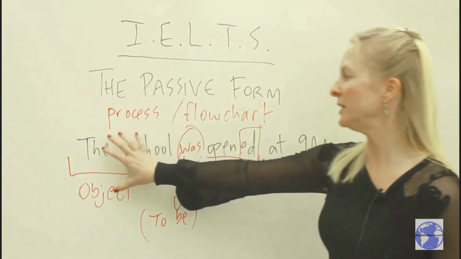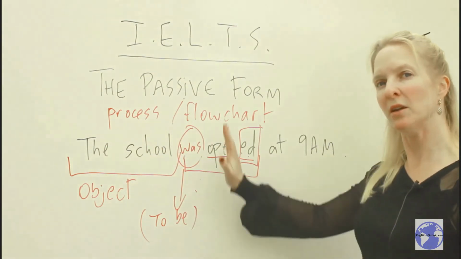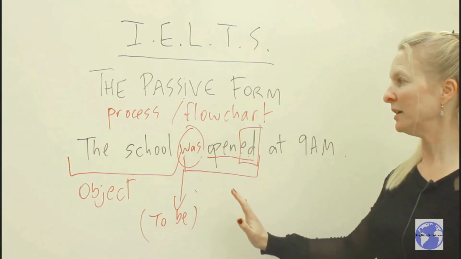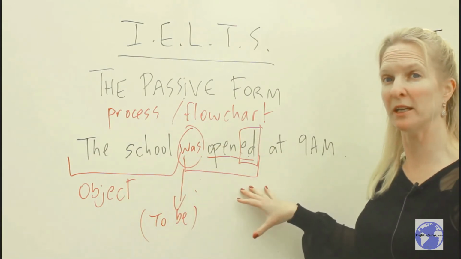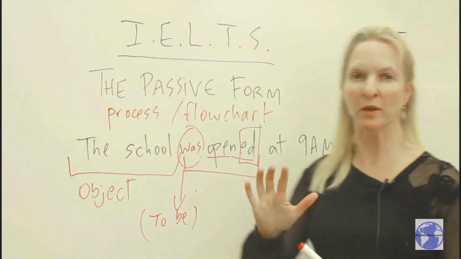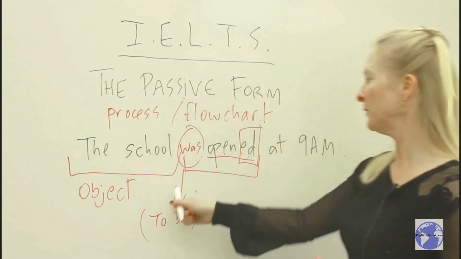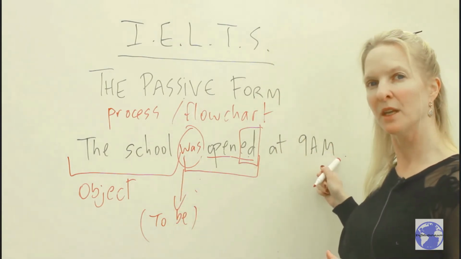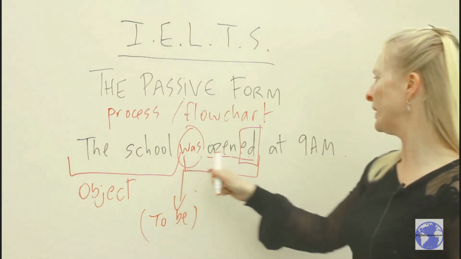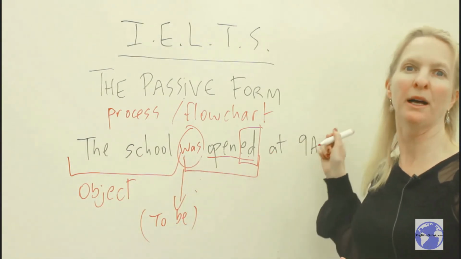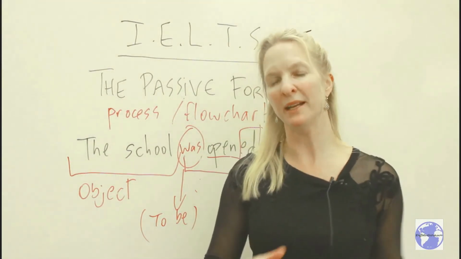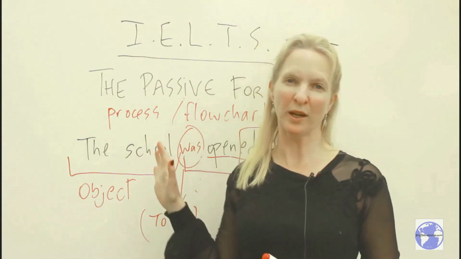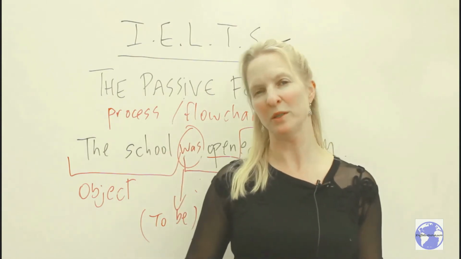The focus is on the object. The focus is on the action, but not on who did it. As you can see here, there is no subject. However, sometimes you can add a subject, but at the very end of the sentence. So we could say the school was opened at 9 a.m. by the teacher. So in this video, I'd like to explain now how we can use the passive form when describing a process or a flowchart.